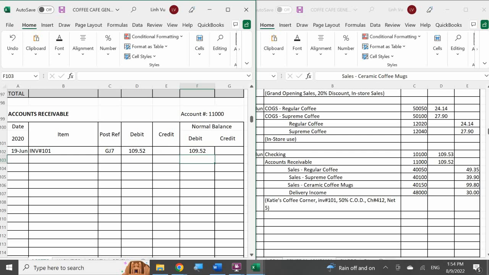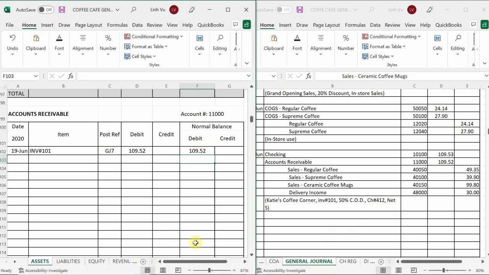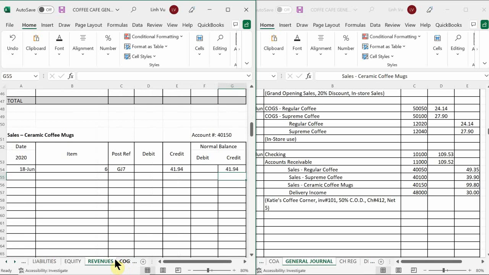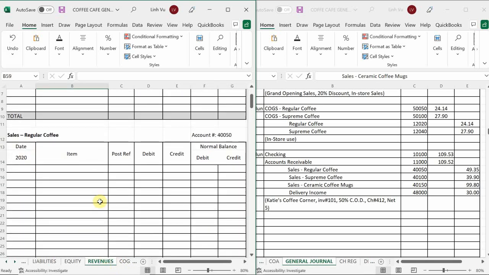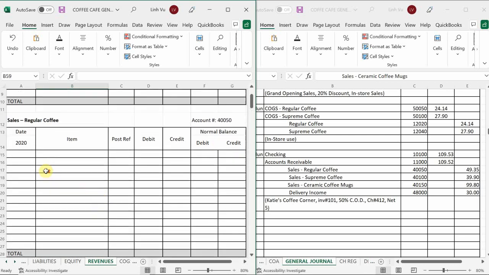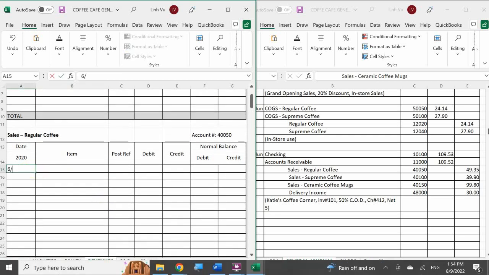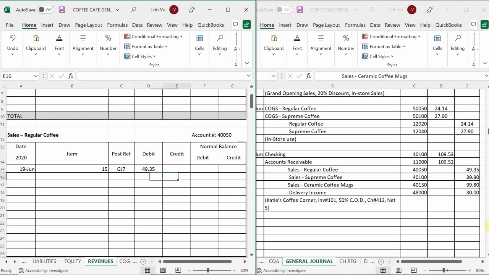And so now, let me go back to my journal. So now we go to the sales. Okay, good. And first is the sale of regular coffee. Good, because we sold it by the pound, not by the cup. So in this case, how many pounds did we sell? It's 15 pounds. Good. And then it's page 7. And then it is 49.35 on the credit side. Okay.